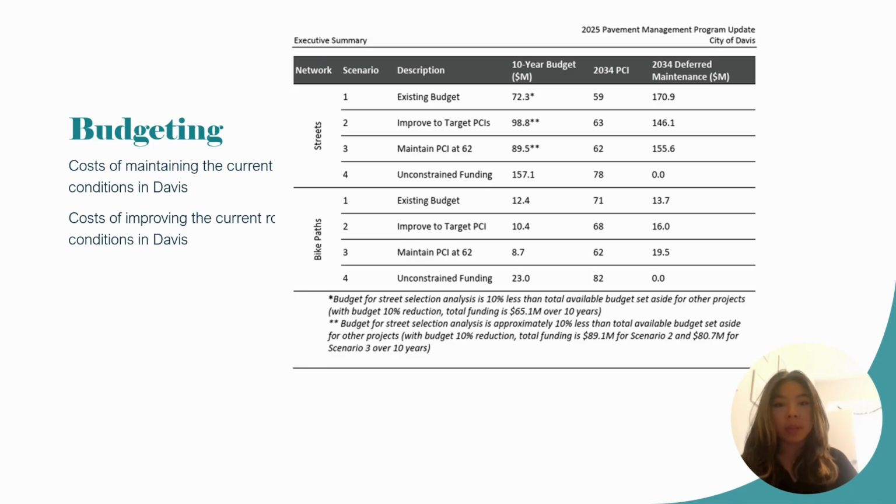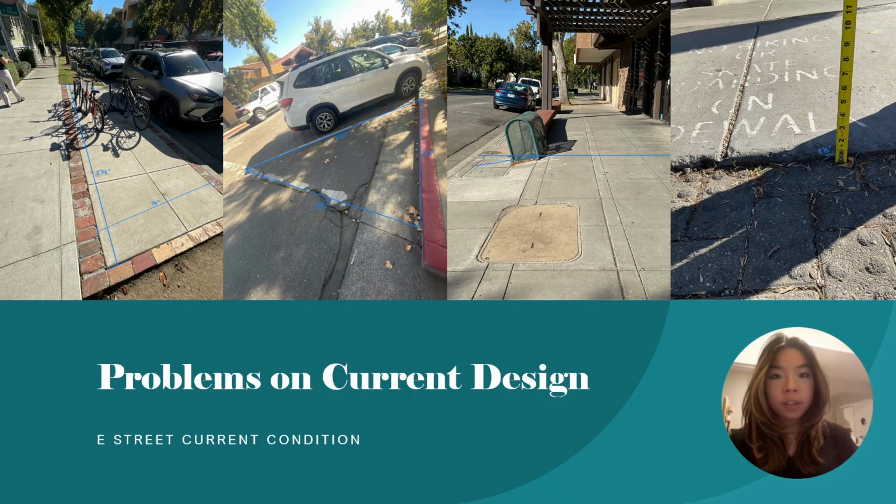This table shows the budget the City of Davis currently has for maintaining streets and bike paths. They're currently at $72.3 million over 10 years for street maintenance and an average PCI score of 62. The ideal budget to increase the PCI score average is $98.8 million over 10 years. While this may seem like a lot, infrastructure improvements are very expensive. Like in a redesign, we estimate $3 million. The new features are pricey, but will be safer and encourage. Let's look at some problems that the current E Street design has.